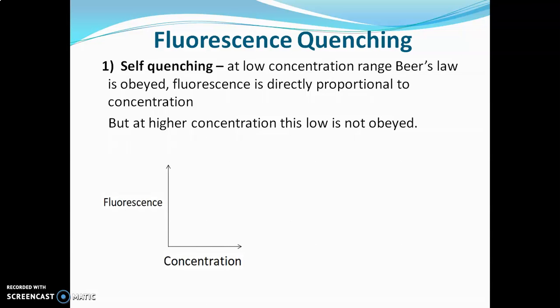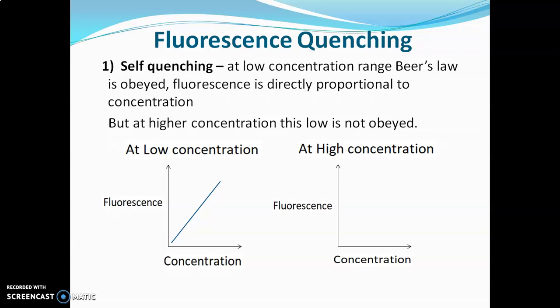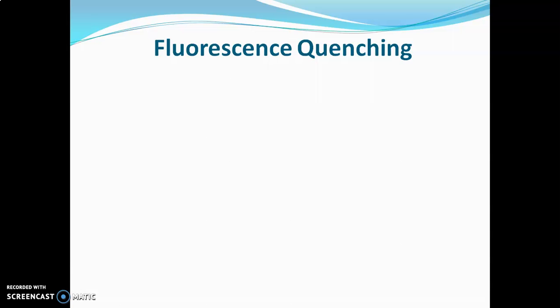If we put concentration and fluorescence on the x and y axis respectively and plot the graph, at low concentration we'll get a straight line. That means as the concentration increases, fluorescence will increase. But at higher concentration, when we plot the same graph, we will not get a straight line. Instead, we'll get a curved line, because at higher concentration the relation between concentration and fluorescence will not be linear. It is known as self-quenching.